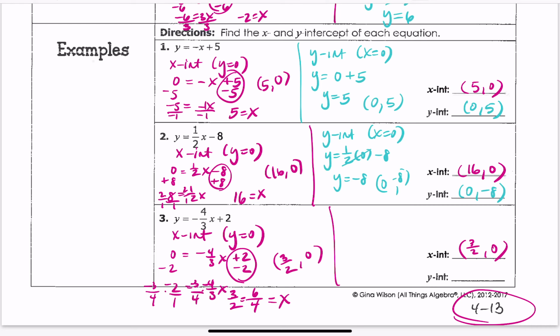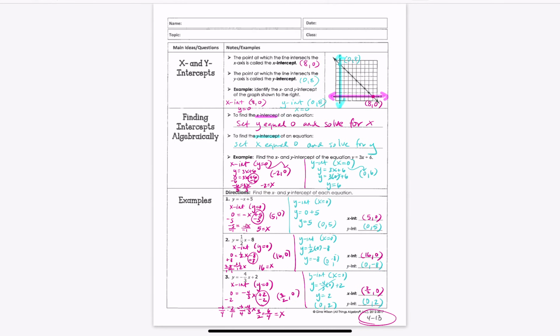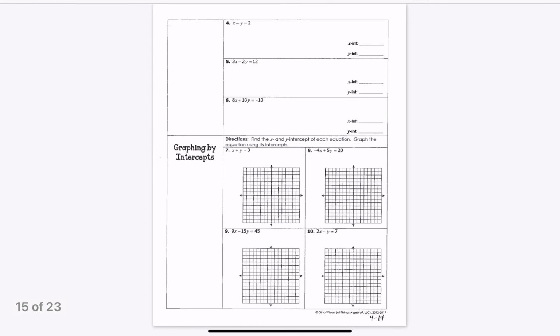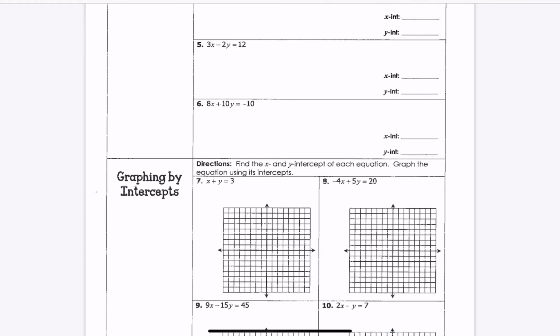And then my y-intercept, I'm going to set x equal to 0. So y equals negative 4/3 times 0 plus 2. This becomes 0. y is just going to be equal to 2. I know x is 0 for my y-intercept. I just figured out y was 2, so (0, 2). So x and y-intercepts, how to find them. You're going to do the next 3 on your own.